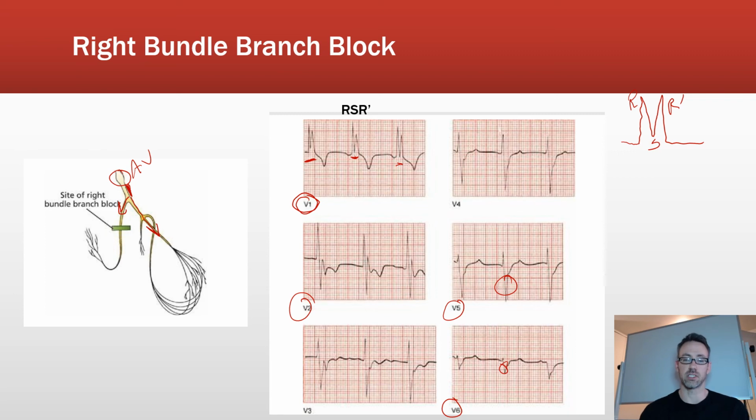And lastly, just to give you an idea about the shape of this bunny ear appearance. Normally we have an upward deflection initially in V1 or even V2. And then it goes downward as it's moving towards the left ventricle and away from V1 and V2. And then as it swings back around to depolarize the rest of the right ventricle, you see that next peak of that R prime. So that R prime really is the delayed right ventricular depolarization wave. And so it gives that characteristic RSR prime shape.